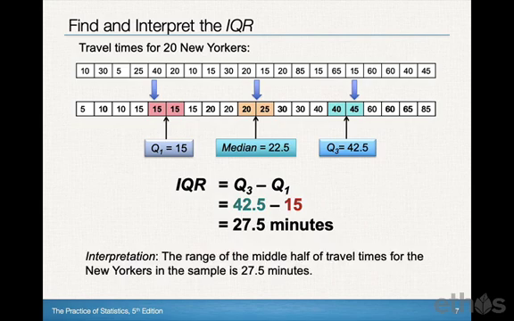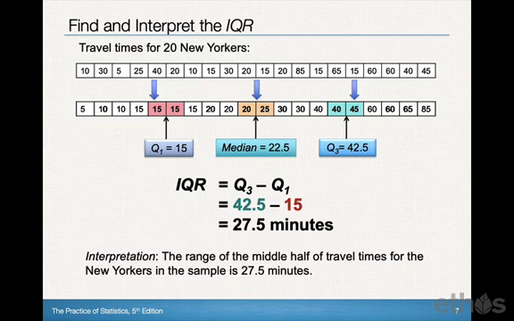Okay, so you would say the interpretation. Now remember I said interpretation means this is stock wording that you can use whenever you have to interpret what IQR means, if you're instructed to do that in a question. So the range of the middle half of travel times for the New Yorkers in the sample is 27.5 minutes. So the travel times and New Yorkers, those two would be part of the context. Putting units on the measure, minutes, 27.5, is essential, and that's the context of the question. So you can kind of think of or take notes and say range.